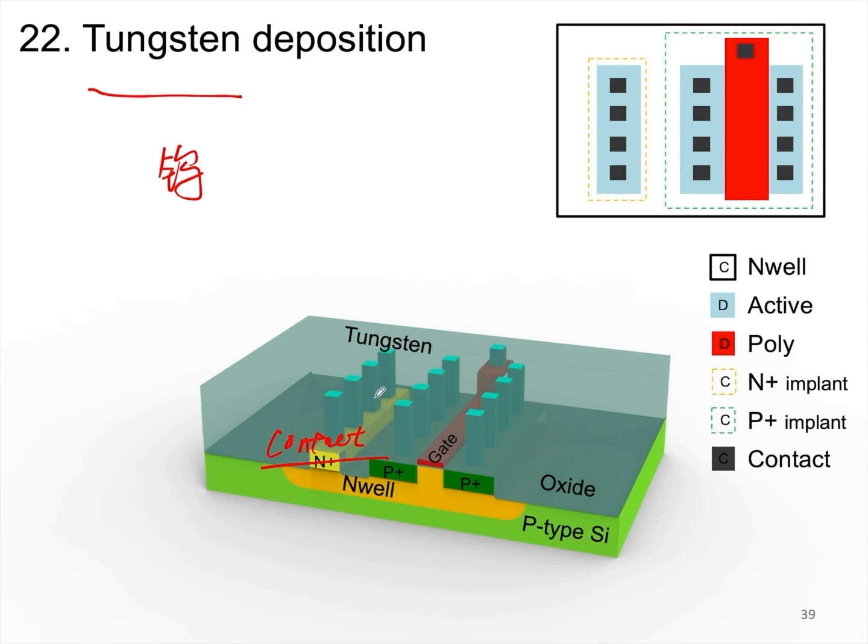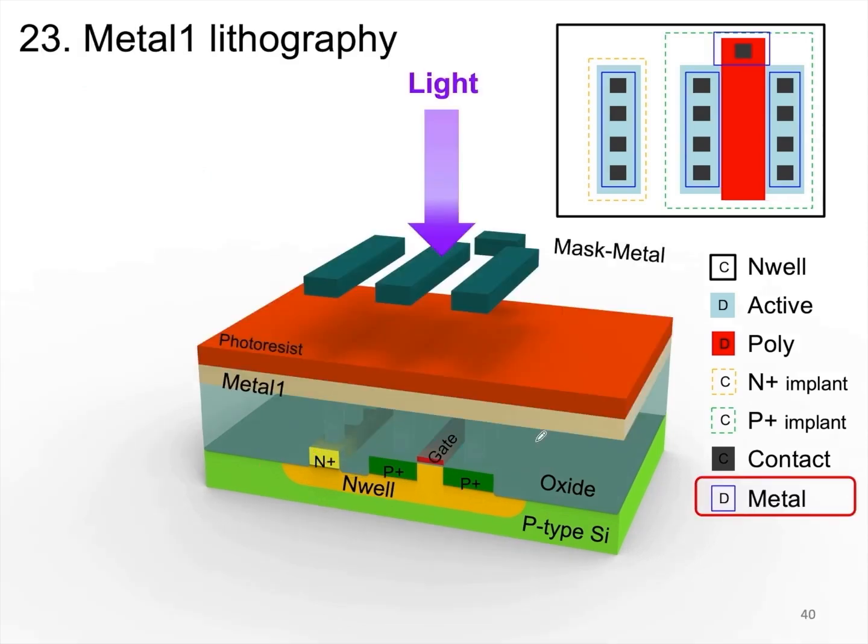This way, when we expose it to light, only the areas where we have drawn the metal lines will have their photoresist retained, while the rest will be removed. This way, when we etch the metal, the photoresist protects the metal patterns, allowing us to keep them intact. So, up to this point, we have completed the metal connections for the source, drain, substrate, and polysilicon.